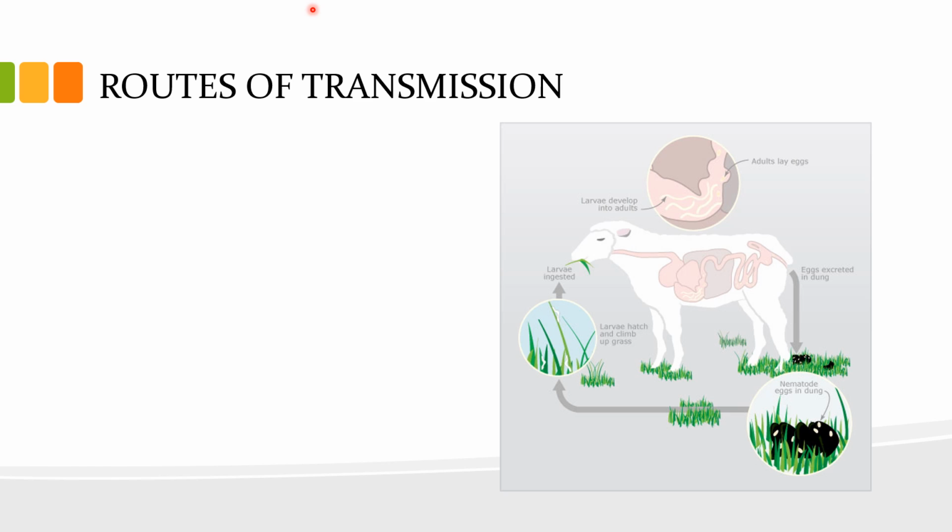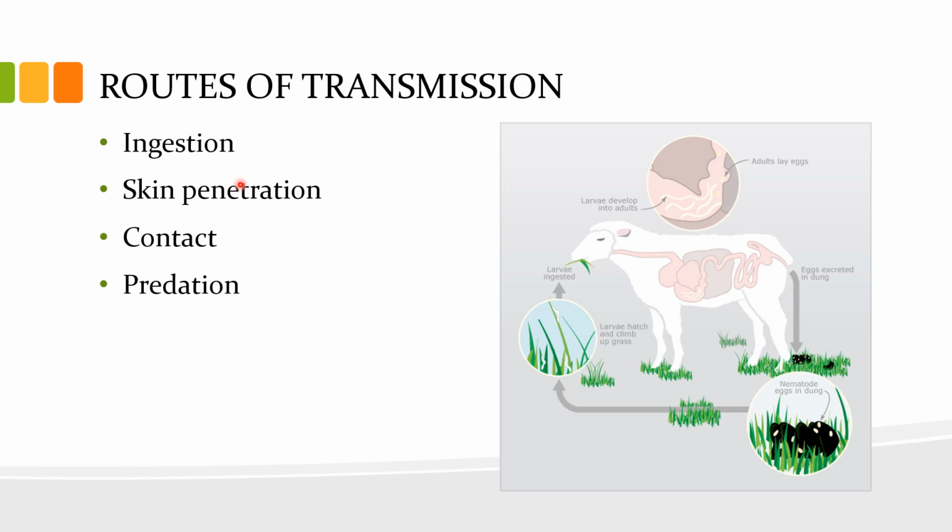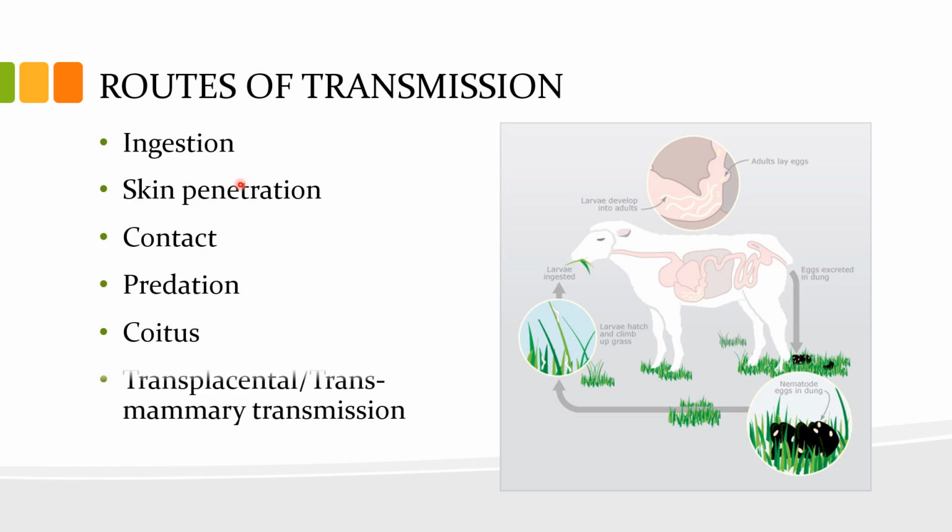Endoparasites enter the host in general through natural openings on the exterior of the body or through the skin. Parasites are transmitted from one animal to another by ingestion, skin penetration, contact, predation, coitus, and transplacental or transmammary transmission.